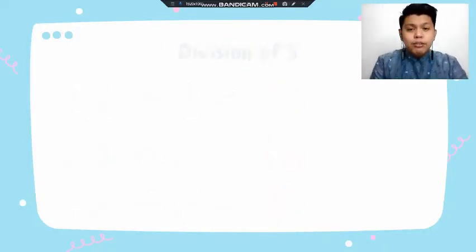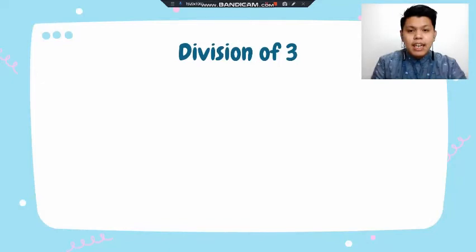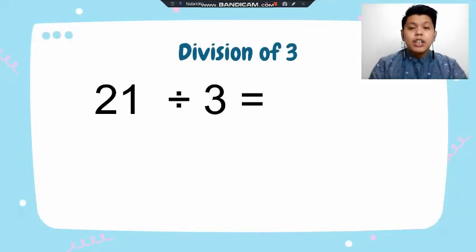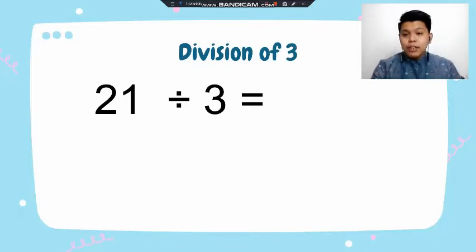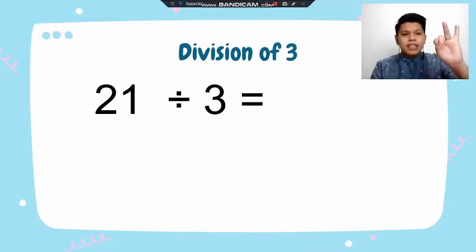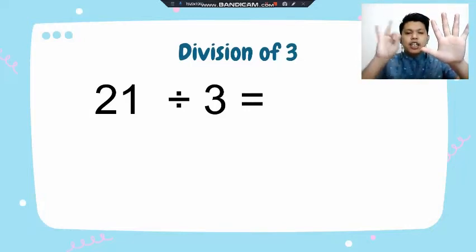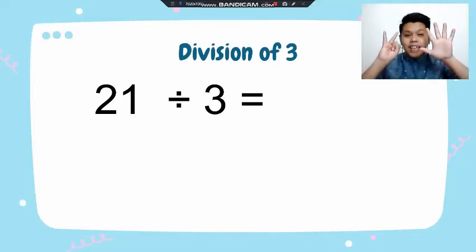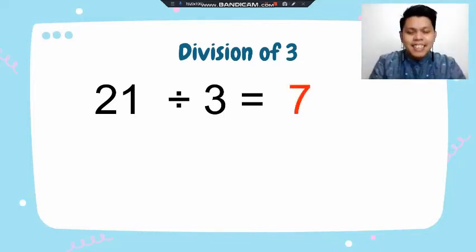Let's go with division of 3. Okay? Division of 3. Let's try 21 divided by 3. Again, remember our target number is 21 and our multiplication table that we will use is 3. So let's try this one. 3, 6, 9, 12, 15, 18, 21. How many? Answer is 7.